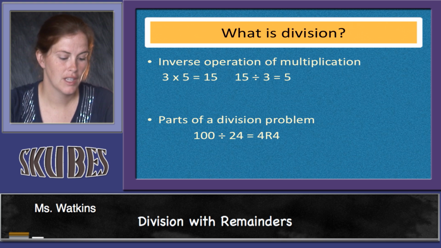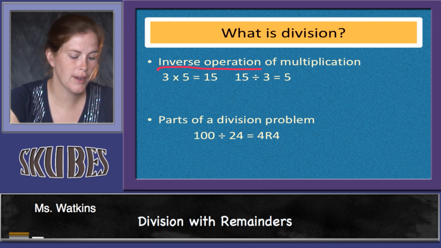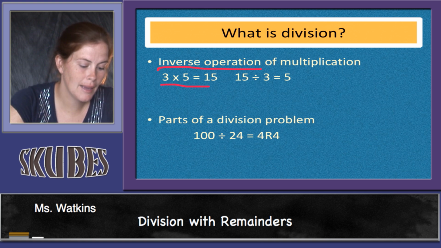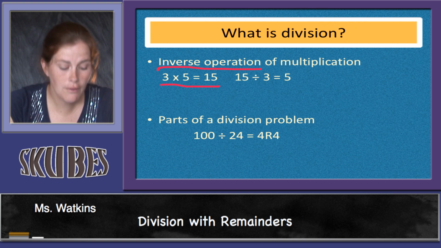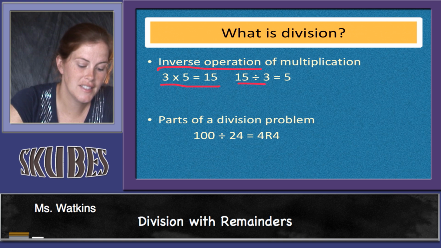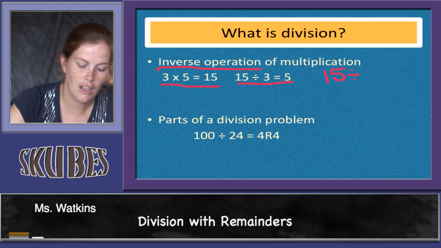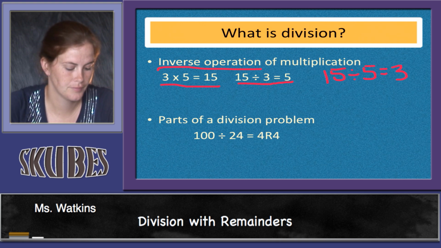What is division? Division is the inverse operation of multiplication. So if we know 3 times 5 equals 15, the inverse of that would be 15 divided by 3 equals 5. And I also know 15 divided by 5 equals 3.